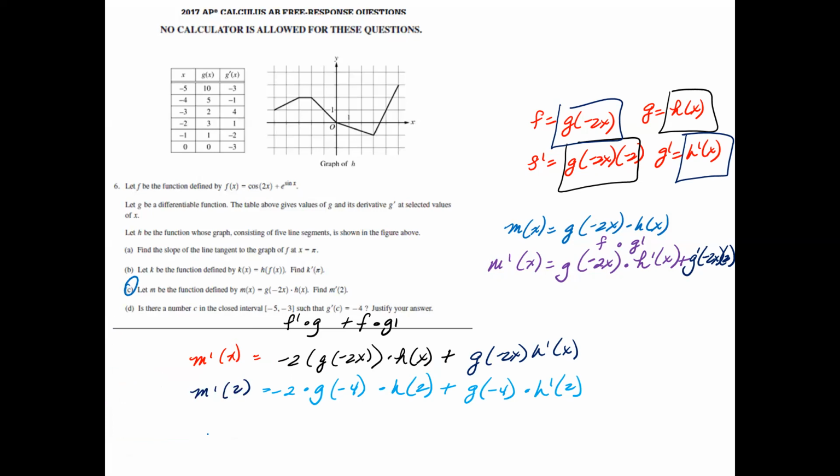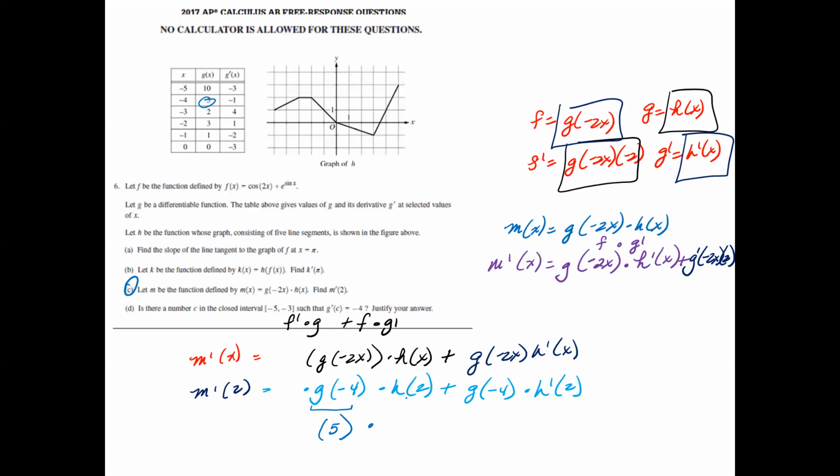Okay, so let's take a look at this then. From here, I have g of negative 4, which is going to give me a 5. And then that times... Oh, you know what? I'm not quite sure why I have that negative 2 there. I want to get rid of that negative 2. Sorry, this is a mistake. We should not have that negative 2 there. I apologize. Times h of 2.